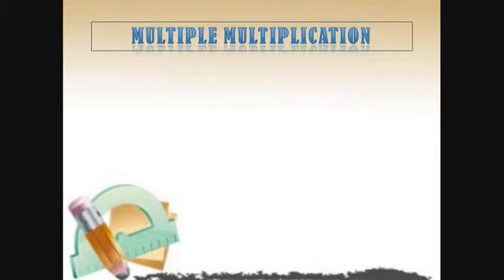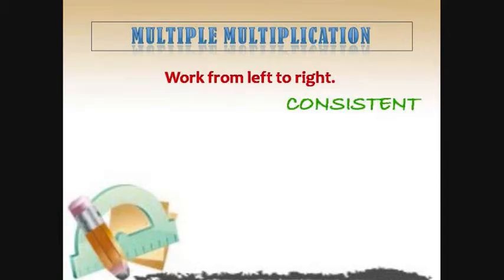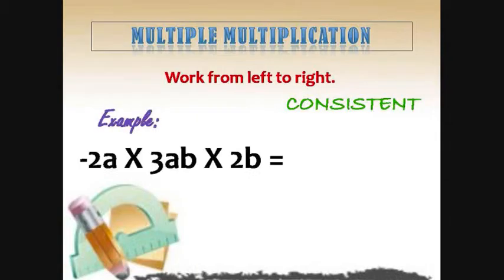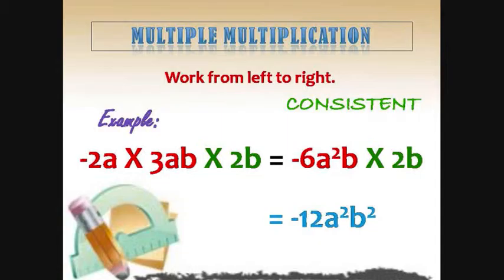When dealing with a lot of multiplication, please work on them from left to right. This is not a mathematical requirement. This will just make us consistent with operations like division and subtraction that require that order. Example, negative 2a times 3ab times 2b. Here, we will do the negative 2a times 3ab first to get negative 6a squared b. Then, we multiply this by 2b to get negative 12a squared b squared.